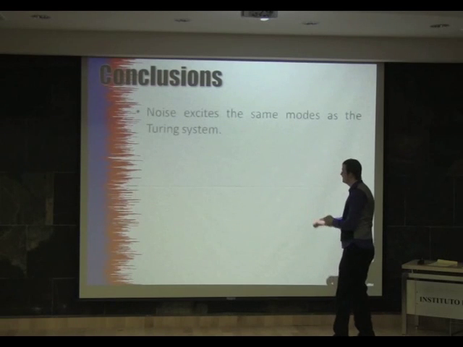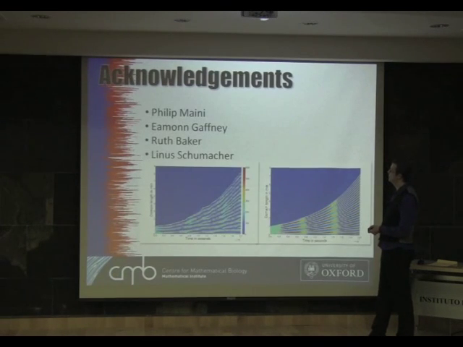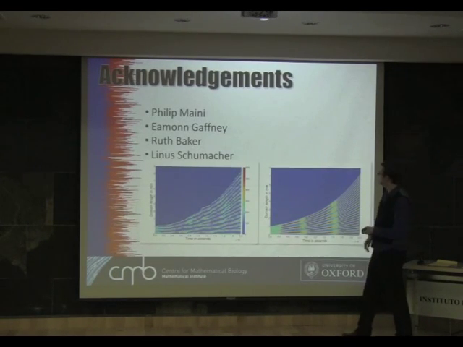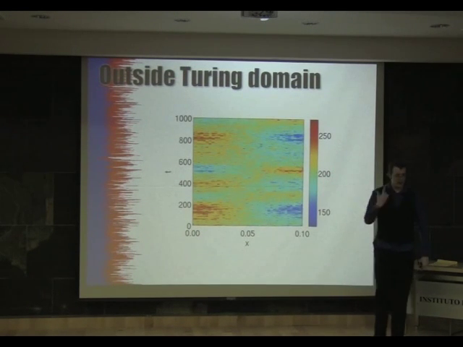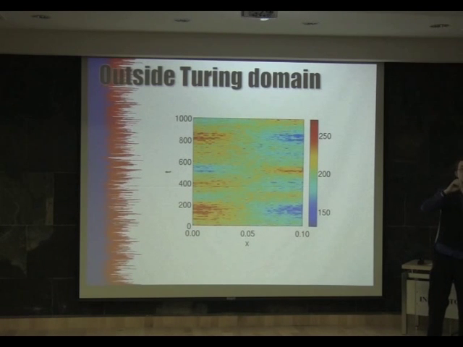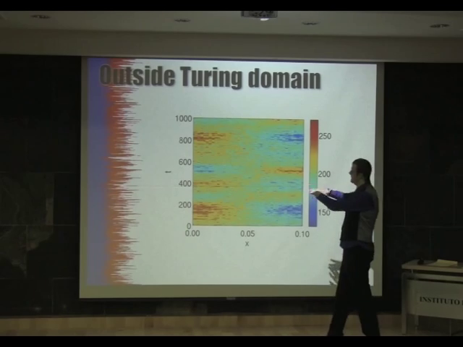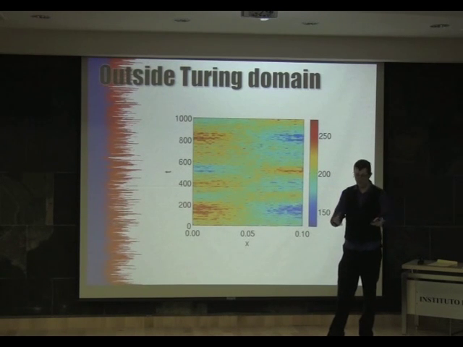So I've just got a few minutes left. I'll just talk about one final thing, and then thank these people. As I mentioned, noise can actually help you in two ways. One, it makes you form the pattern quicker, and two, it makes you produce patterns outside the normal Turing domain.